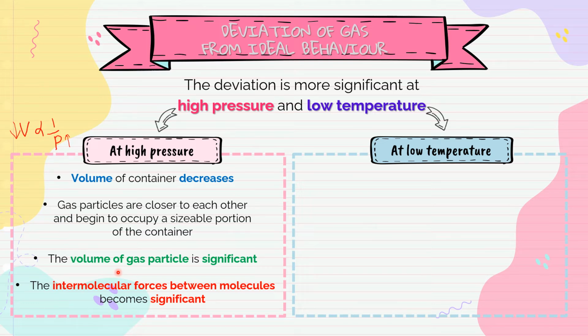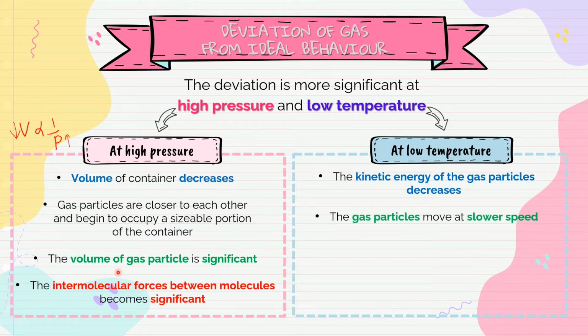Okay, bila temperature rendah, kiranya haba yang dibekalkan kepada particles adalah sangat sedikit. Okay, what happened to the movement of the gas particle? What happened to its kinetic energy? So, the kinetic energy of the gas particles will decrease. So, bila kinetic energy dia makin berkurang, macam mana pergerakan gas particle? Okay, the gas particles move at a slower speed. Energy dia sikit, jadi dia nak bergerak pun dia bergerak slow.